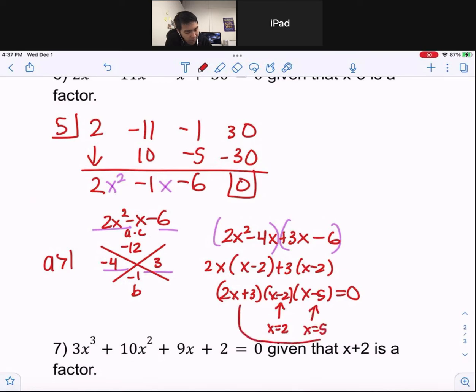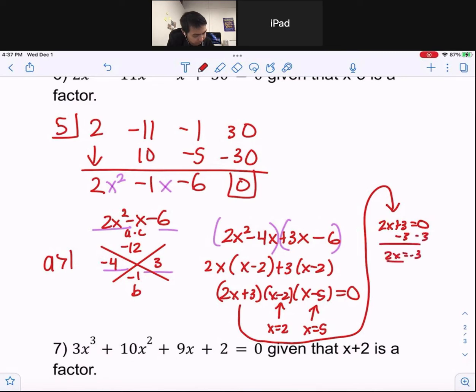Now for this one, you have to set that factor equal to 0 because it has a coefficient of not 1. So solve for x, subtract 3 from both sides, and divide both sides by 2. x is equal to -3/2. So x equals 2, x equals 5, and x equals -3/2.